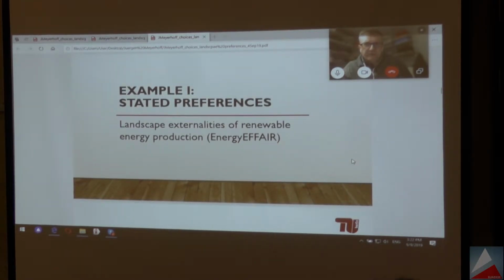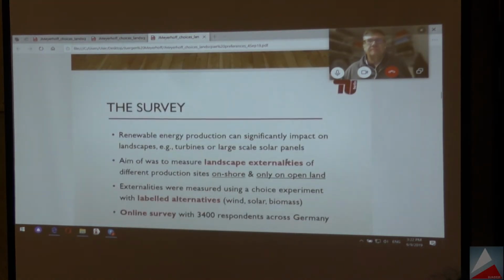The aim of the survey was to measure what we call landscape externalities of different production sites, all onshore, not offshore, but just onshore land. Externalities were measured using a choice experiment with so-called labeled alternatives, which means the alternatives had names: wind, solar, and biomass. You will see this soon. And we interviewed for this 2,400 people in Germany.